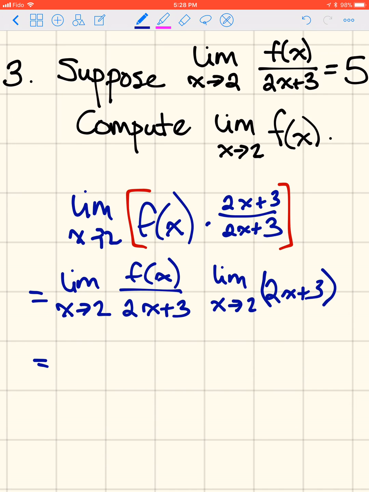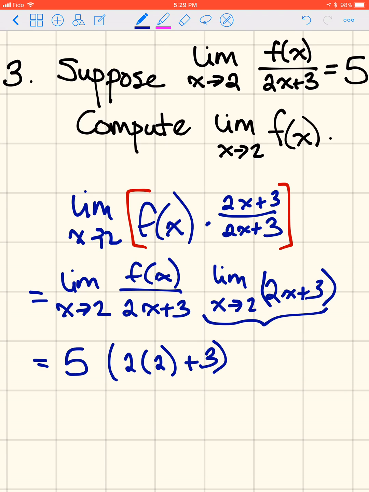Now we're given an expression for the first part, well, the whole thing, and that's 5. And then we can easily calculate this second limit because we don't have any issues with it being 0 or undefined. We can just substitute in 2 where x is, 2 plus 3, and that's 5 times 7, which is 35. So there, we found the limit as x goes to 2 of just f of x without needing to know anything about f of x other than what we were given at the beginning. So there's that.